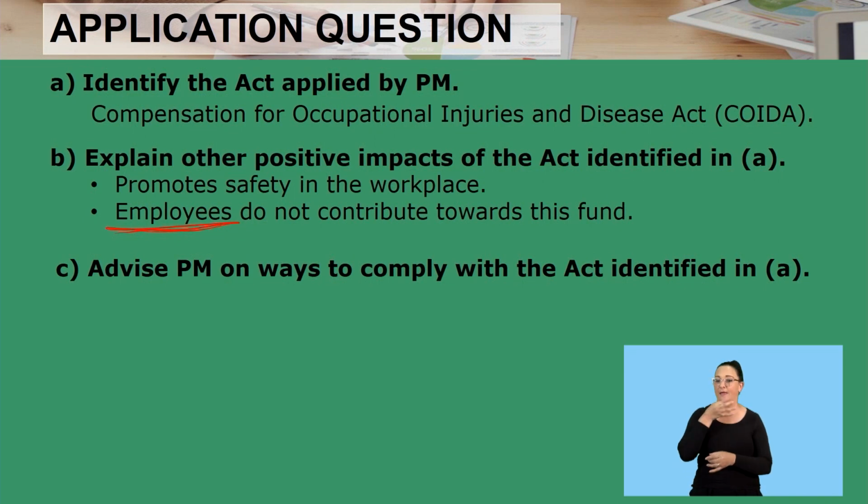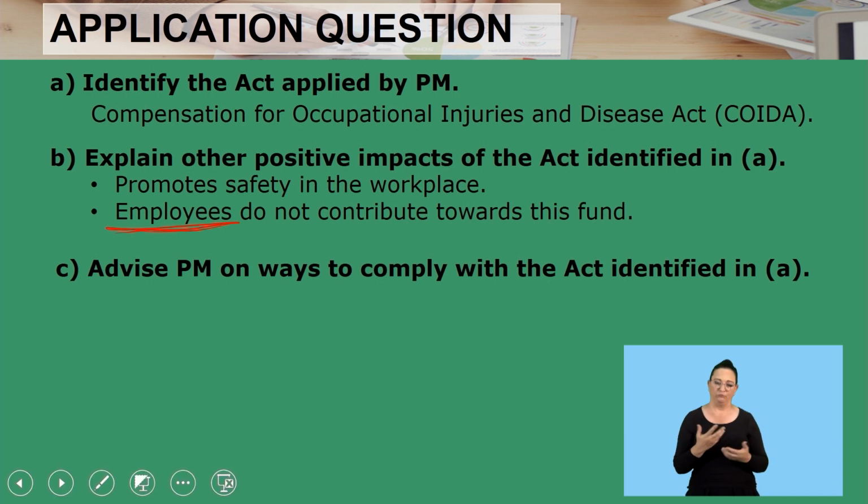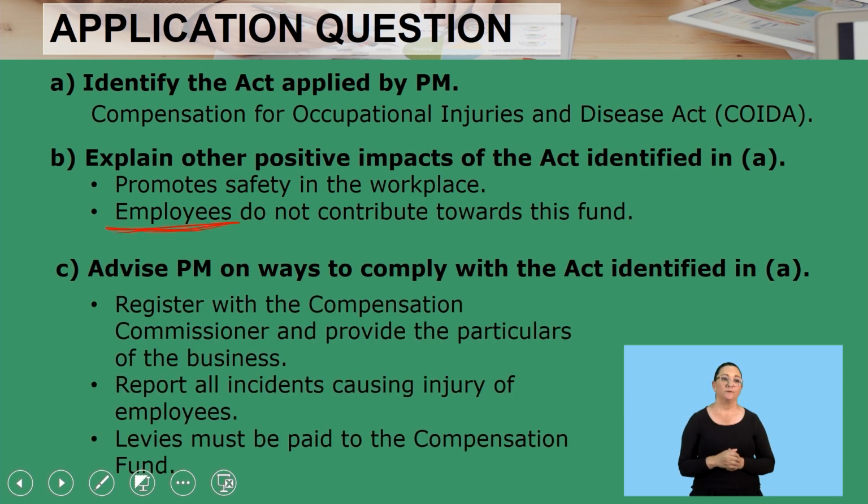The next question says, advise PM on ways to comply with the act identified. So how do we comply with the act? Remember, if we do not comply, it means we're going to be punished. There are penalties. So we have ways in which we can comply in order to avoid these penalties. So what can we do? We can register with the Compensation Commissioner and provide the particulars of the business. That is the first thing that we can do. The second thing is to report all the accidents that are causing injuries of employees. That needs to be done so that they can be compensated, and thorough investigations can take place. Then lastly, levies must be paid to the compensation fund.